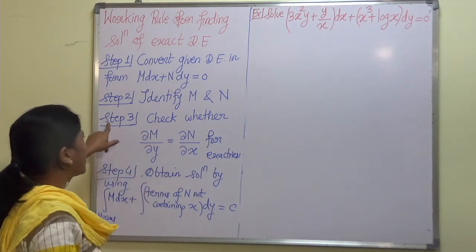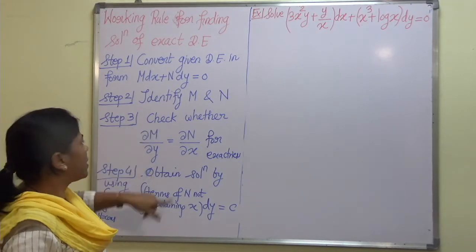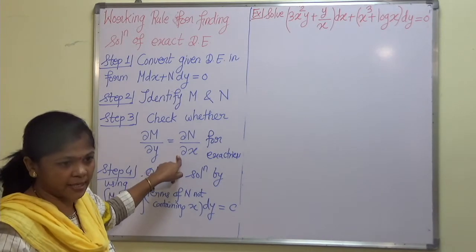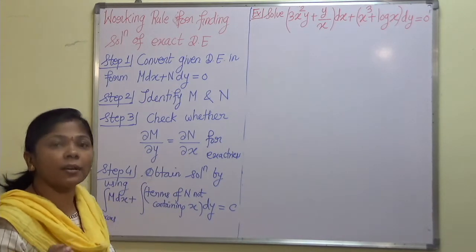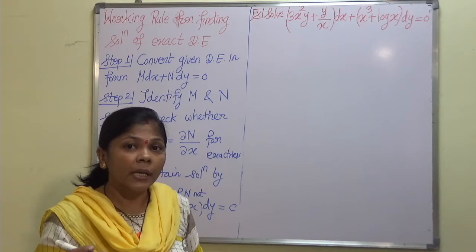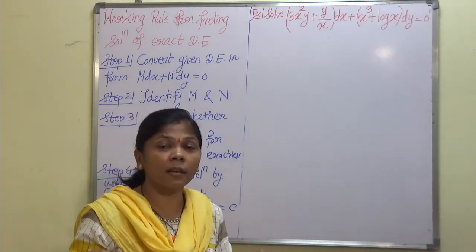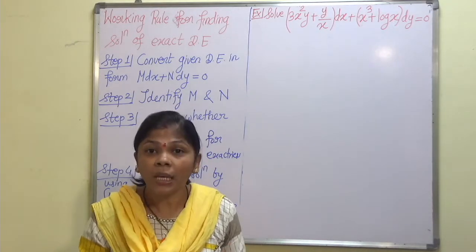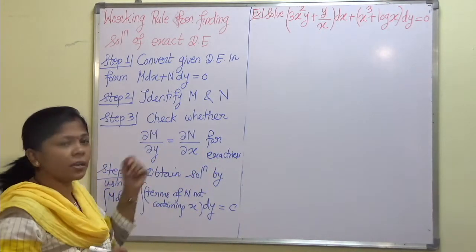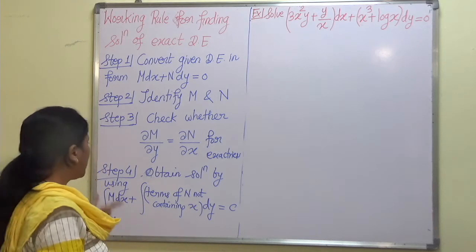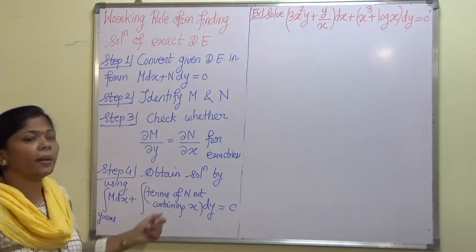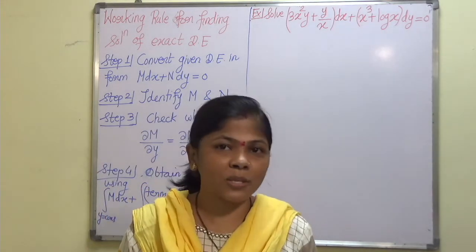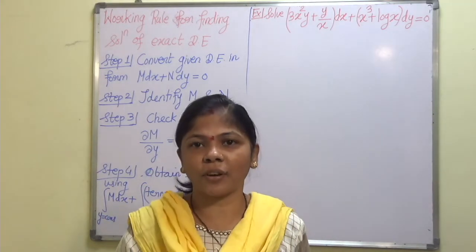Then we check the condition, whether del M by del y is equal to del N by del x or not, for exactness. If so, the given differential equation is said to be exact. That we have seen is the necessary condition for any differential equation to be exact. Then, once we get an exact differential equation, by making use of this formula, we will get the solution. So like this, we have 4 steps to get the solution for an exact differential equation.